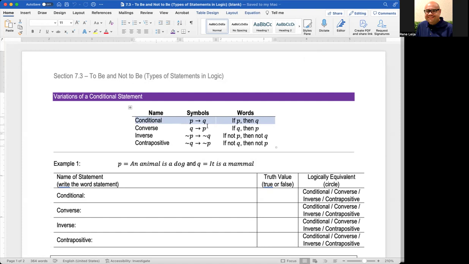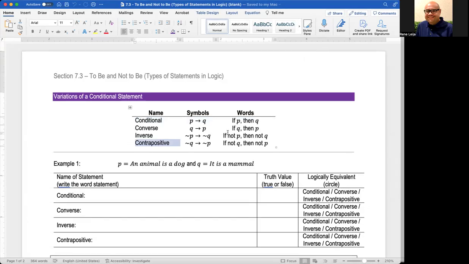So the conditional, if P then Q, the converse, which means you flip the P and the Q. So if Q then P, then we have the inverse. The inverse is going to be the opposite of the conditional, not P, then not Q. And then we call the last one the contrapositive, which is the negation of the converse.